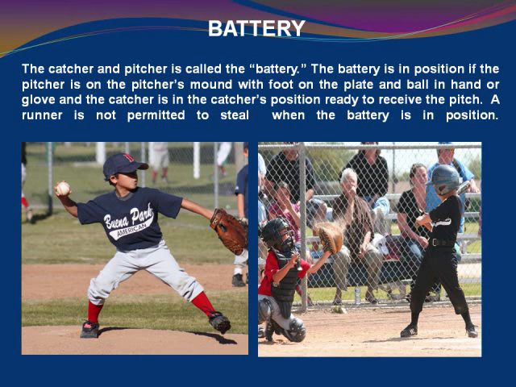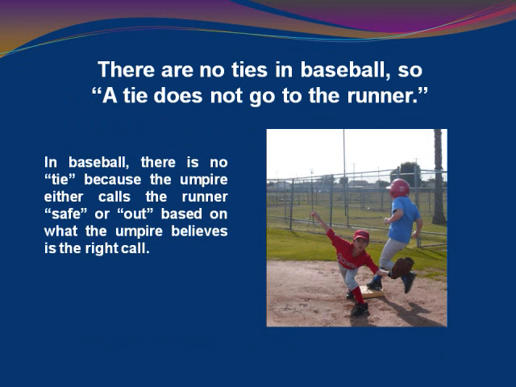The catcher and the pitcher are called the battery. The battery is in position if the pitcher is on the mound with foot on the plate and the ball in the hand or glove, and the catcher is in the catcher's position ready to receive the pitch. A runner is not permitted to steal when the battery is in position. In baseball, there is no such thing as a tie because the umpire is either going to call the runner safe or out based on what the umpire believes is the right call.